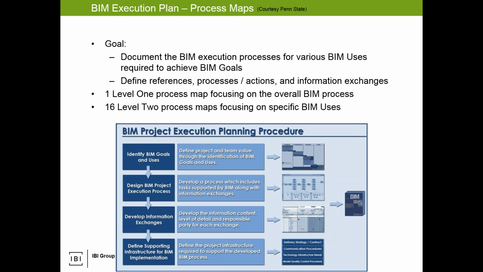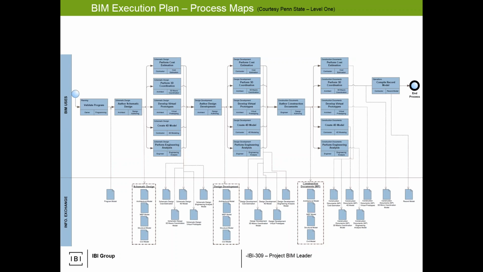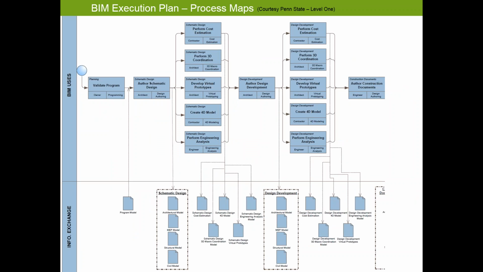One level 1 process map is just your simple macro level, this is how we're going to do BIM. And the 16 level 2s look at some of the specific uses that they've defined. So this is their level 1 map, and I did a zoom in on some of these. So the idea here is it says, okay, great, how are you going to do BIM? So you're going to get a program from the owner, you're going to validate it, any type of model to feed into the program, so program-specific models will come in, you'll author your schematic design.